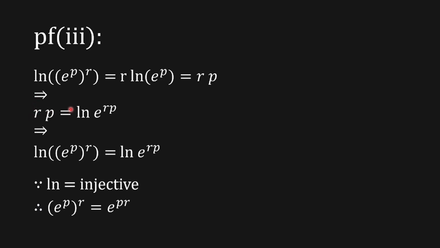This implies that r times p is equal to ln e raised to the r times p. Again, this doesn't change the equality because these are inverses. They will cancel out and we'll end up multiplying by 1. Alright, so this implies that ln with input e to the p all raised to the power of r is equal to ln e to the power of r times p. Again, since ln is injective, these values of ln are equal, and because it's a one-to-one continuous function, if y values are equal, their x coordinates must be the same, so we can conclude that e to the p to the power of r is equal to e to the p times r.